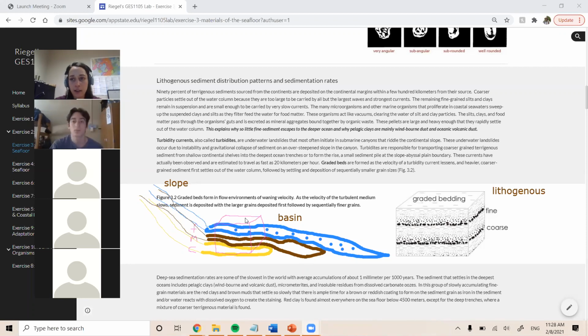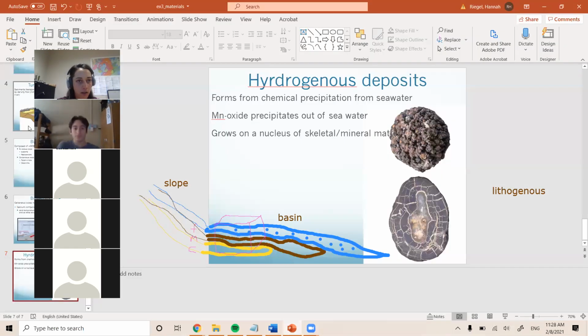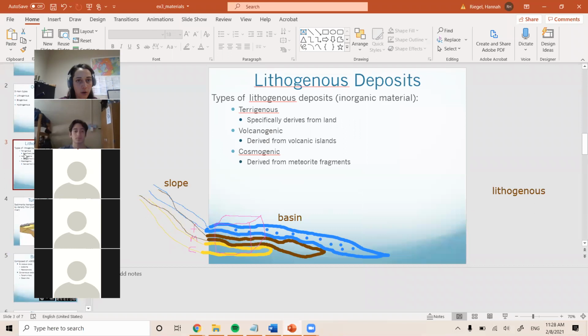What are examples of lithogenous material that could be found somewhere random out in the ocean? If you remember, here were your three types of lithogenous deposits. Volcanogenic from seamounts, yeah, absolutely. Volcanogenic and cosmogenic, right? Meteorite fragments. They just go wherever they want.